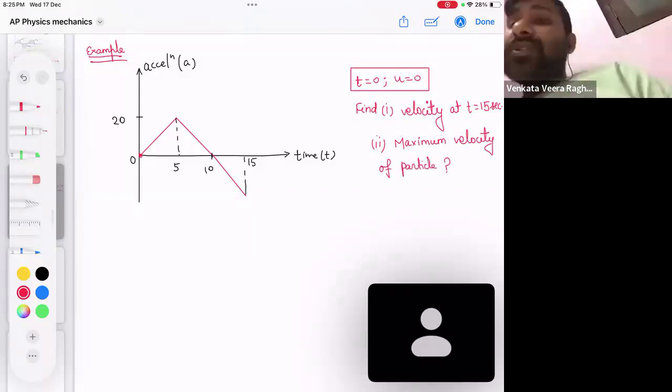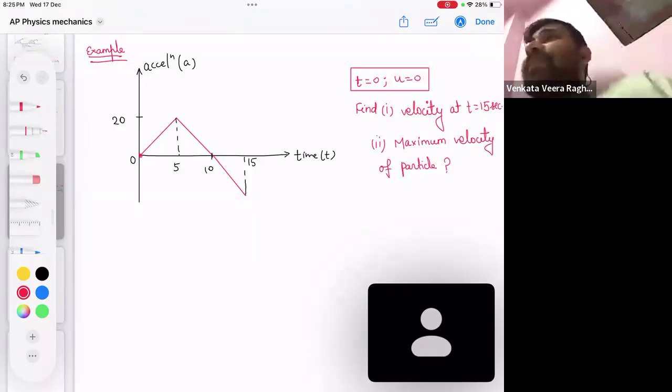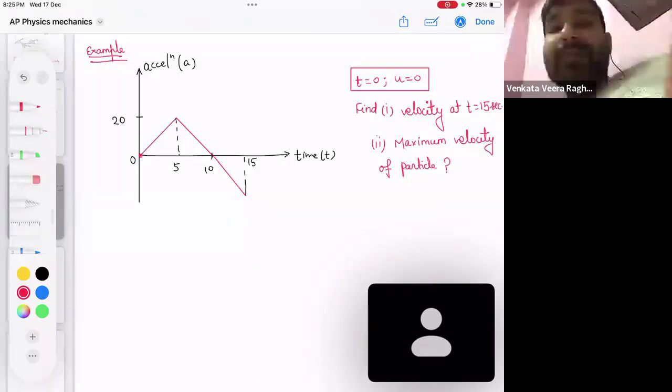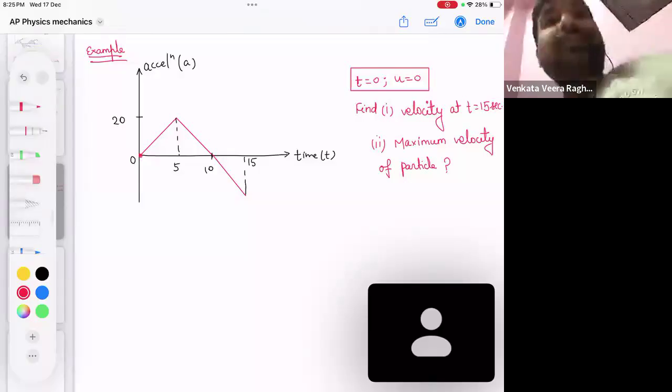Both questions are limited up to 15 second. Don't consider the journey after 15 second. You have to answer this question for 0 to 15 second only.